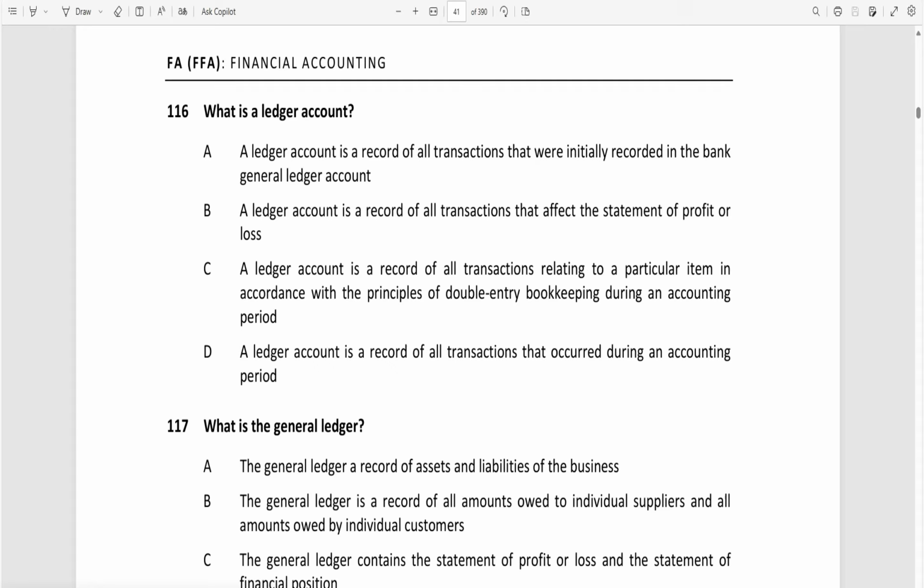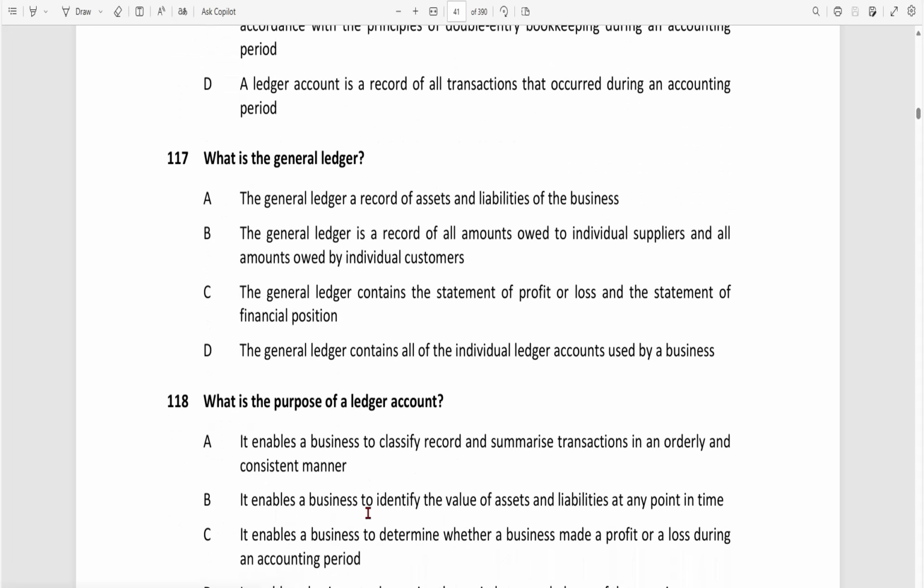Let's go to option D. What D says is a record of all transactions that occur during an accounting period. So this does not specify the ledger account. Basically, to have a ledger account, the first and foremost thing is the double entry bookkeeping system, that debit should be equal to credit, right? And it will include all those transactions. It might be during the accounting period, before the accounting period, after the accounting period. The ledger will have all those amounts included. So option C defines exactly the ledger account in a complete way.